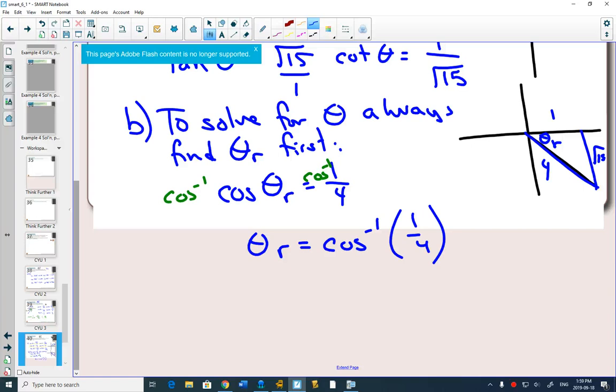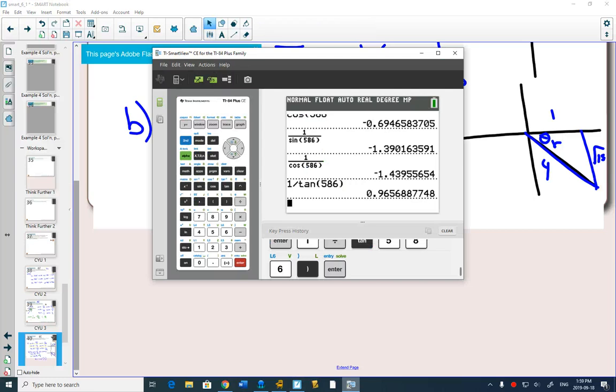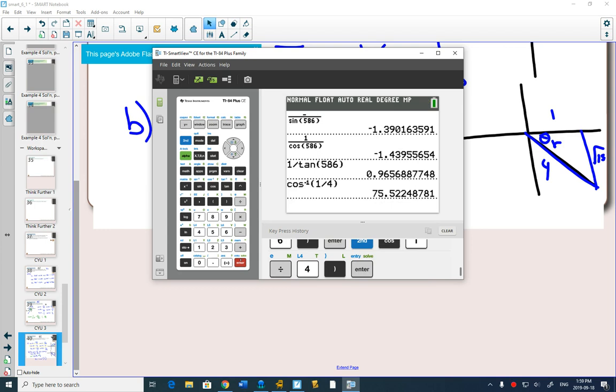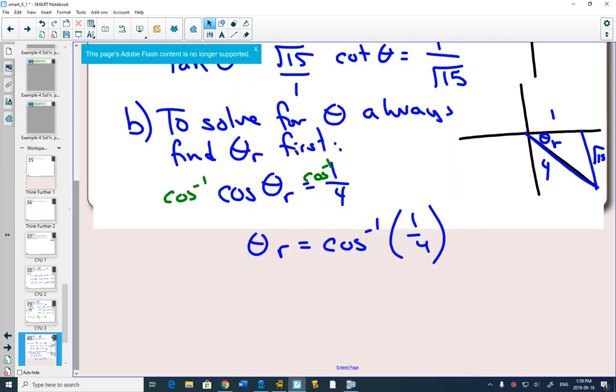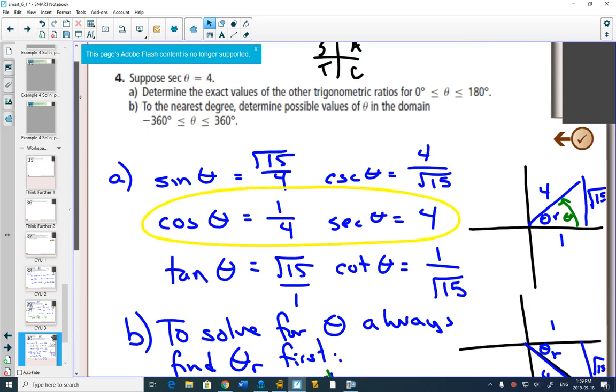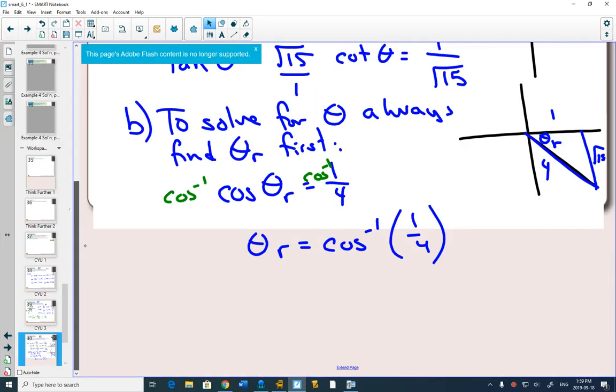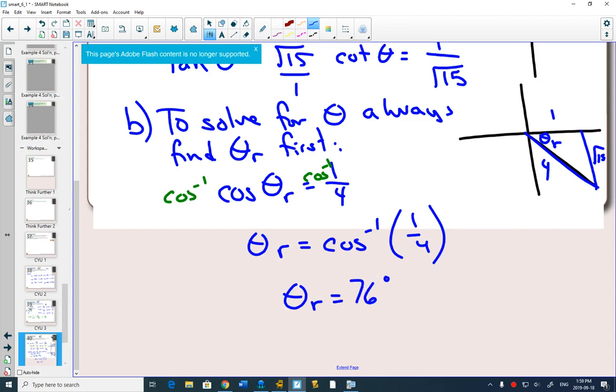And then we go to our calculator, and now we have cos inverse of 1 divided by 4. And our reference angle is 75.5 degrees. Does it say to the nearest degree? To the nearest degree. So 75.5 to the nearest degree, our reference angle is 76 degrees.